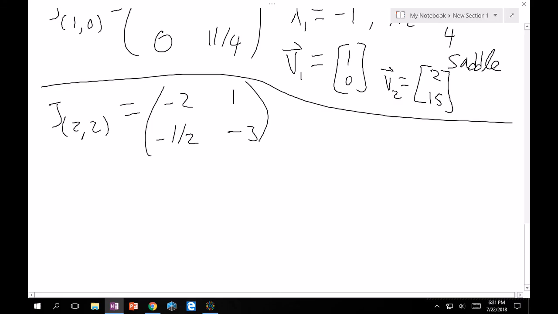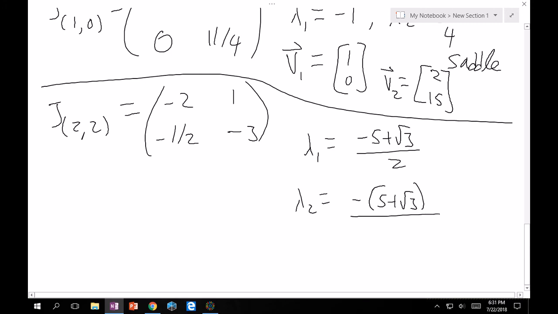And so for here, we're going to get lambda 1, and this one's kind of weird, so it's going to be equal to (minus 5 plus root 3) over 2, and then lambda 2 is going to equal (minus 5 plus root 3) times quantity (5 plus root 3) over 2. And if you notice, minus 5 plus root 3 is still going to be a negative number, so lambda 1 is negative, and 5 plus root 3 is a positive number, times negative is negative. So this is going to be asymptotically stable.